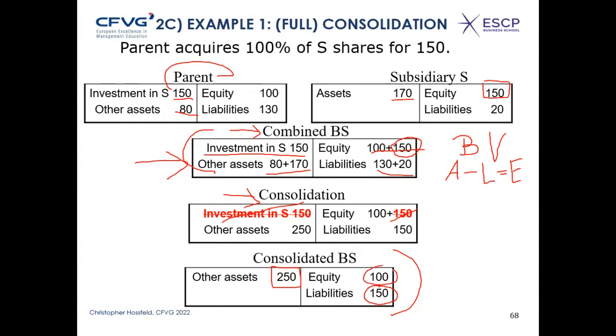And here, the first equity that I see is the equity of the parent company only. Over time, this may evolve. But here in the first consolidation, the consolidated equity equals the parent company equity.